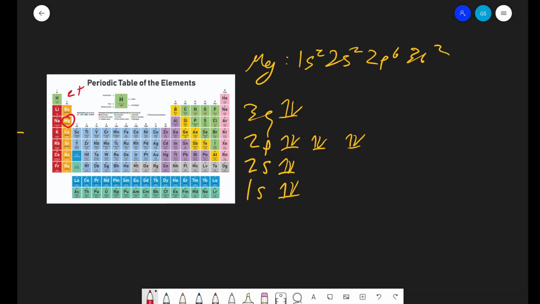So if I asked, well, what is magnesium 2+? Where are we going to take off the electrons from? Are we going to take it off from 1s or 2p or 2s or 3s? Think about it. Pause the video and see if you can figure it out.